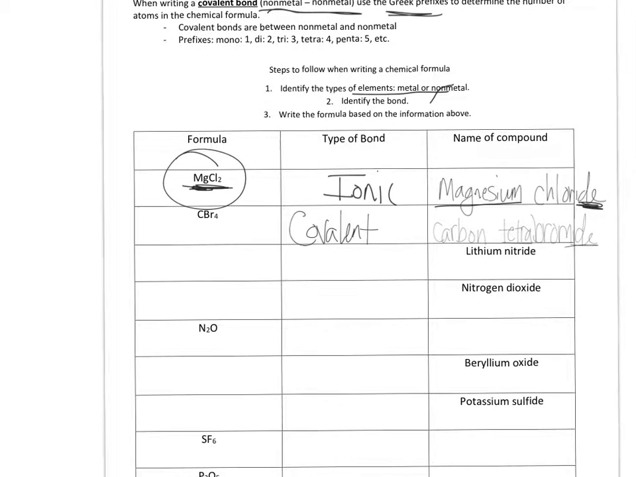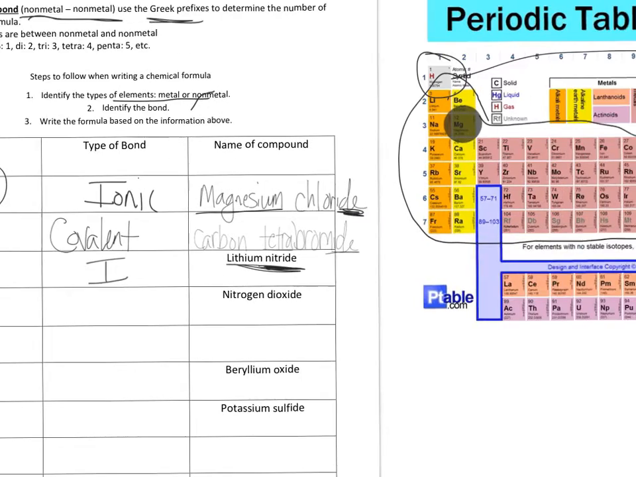Okay, well now you say, what if I'm given the name? Well, same thing, I still have to look: is it ionic or covalent? Well, the name should tip you off because you can see what's absent here. Since there's an absence of Greek prefixes, you should know right off the bat that it's going to be ionic. But even if not, I'm still going to find them.